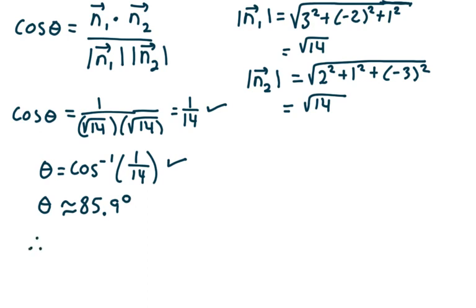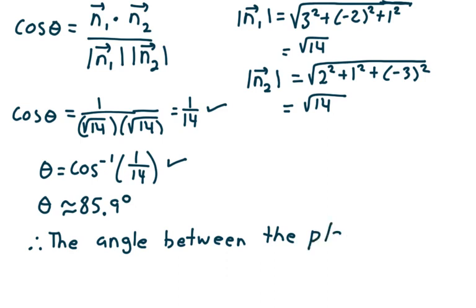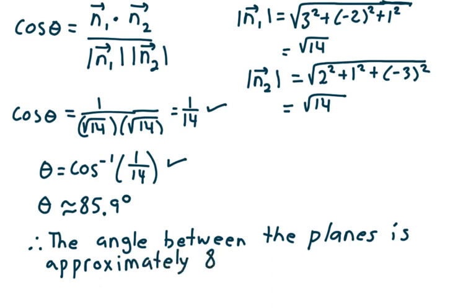And so what does that mean? The angle between the planes is approximately 85.9 degrees. So that's the first part of the question that I just answered. Now let's find the line of intersection.